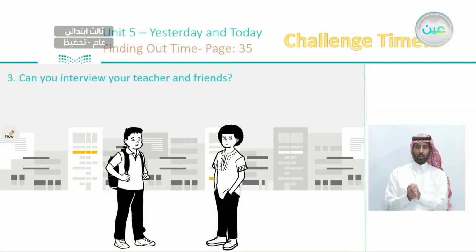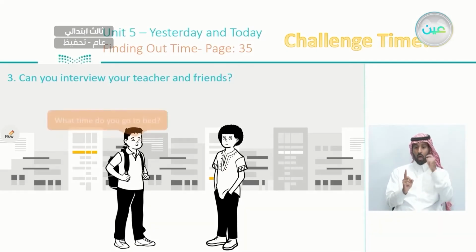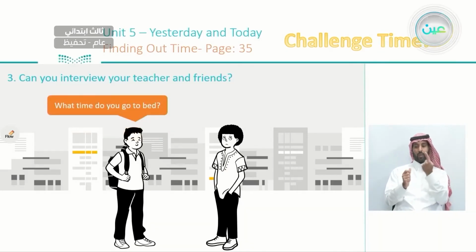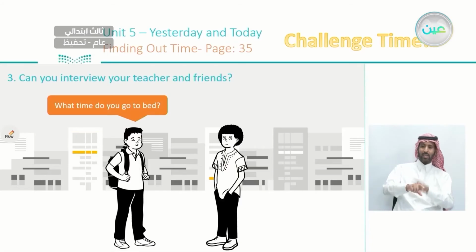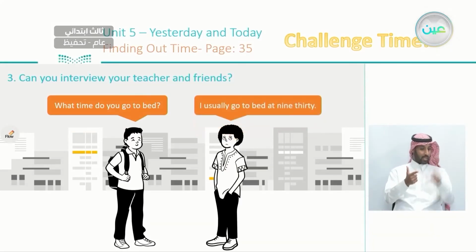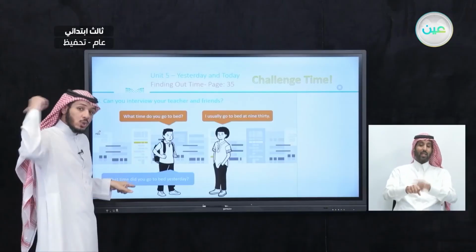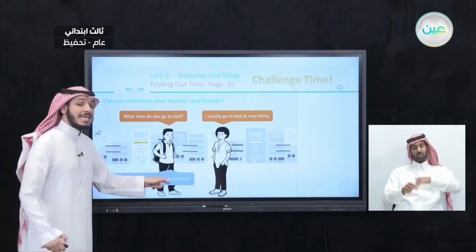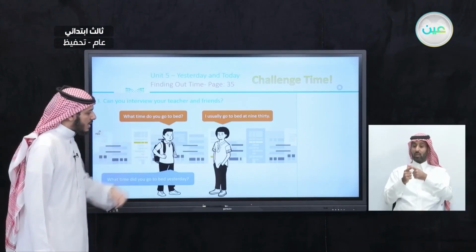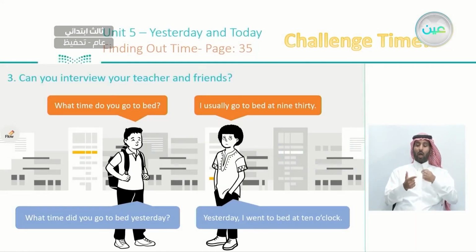So now we have 2 boys here. The first one says what? What time do you go to bed? This is the first one. So the second person says what? I usually go to bed at 9:30. Okay, again, he asks another question. What time did you go to bed yesterday? He says, yesterday I went to bed at 10 o'clock.